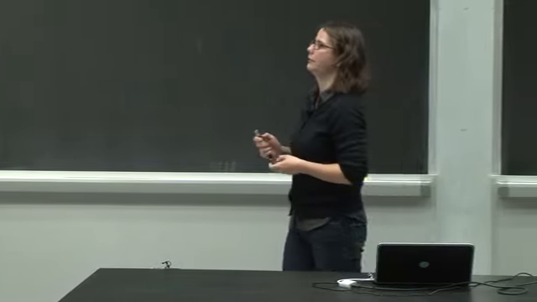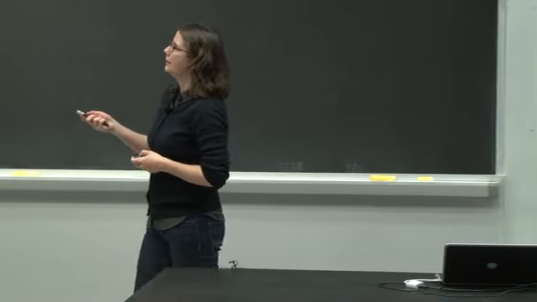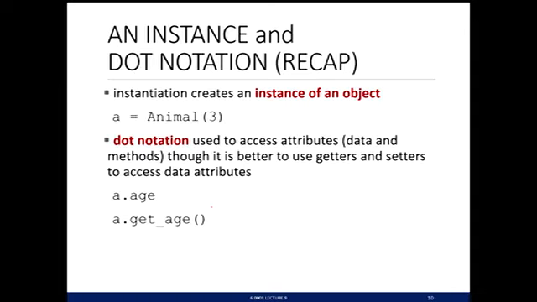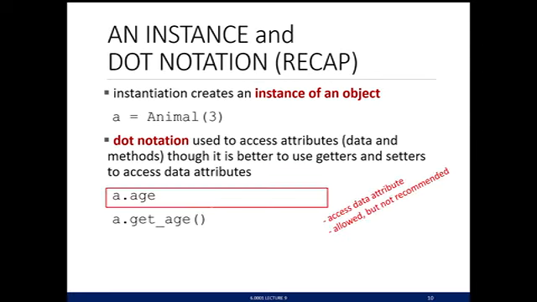So the previous slide shows the implementation of the animal class. And here we can see how we can create an instance of this object. So we can say a is equal to Animal(3). This is going to create a new animal object with an age of 3. And we can access the object through the variable a. Dot notation, recall, is a way for you to access data attributes and methods of a class. Okay? So you can say a.age later on in your program, and that is allowed. It'll try to access the age data attribute of this particular instance of the class, a. So this is going to give you 3.